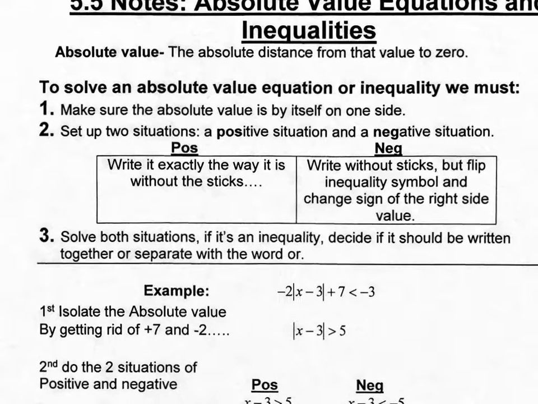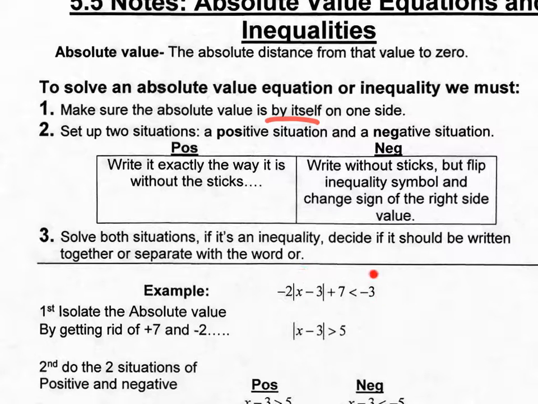So let's first go through the steps here. Step one, to solve an absolute value equation or inequality, is to make sure the absolute value is by itself on one side. Okay, so that's step one, to get it by itself. So what do I mean by that? You can see the example down here.